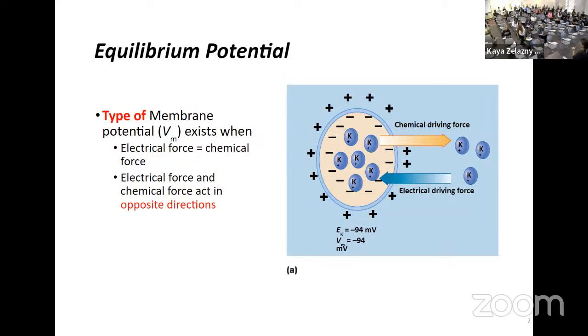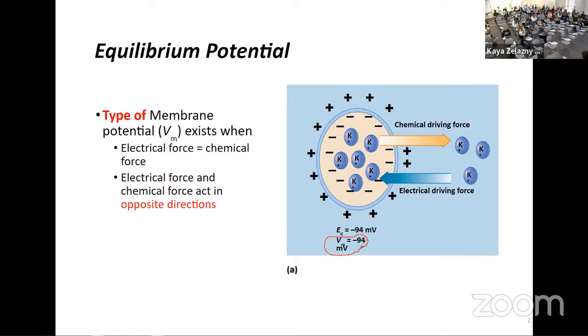And when we have no movement happening across that membrane, that is because our chemical driving force and our electrical driving force are equal and in opposition to each other, so in opposite directions. So looking at this example, we're starting out with a membrane potential at negative 94 millivolts. So Vm, we already know what that means.